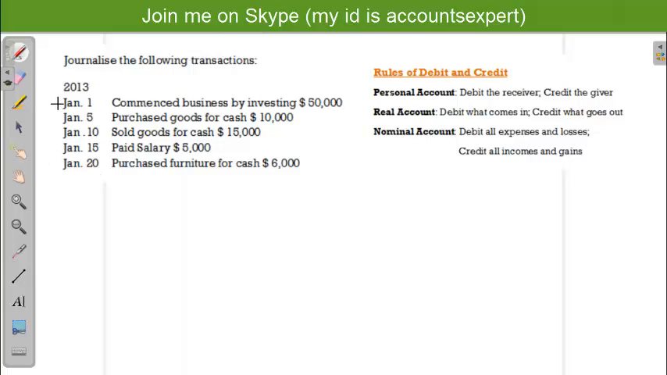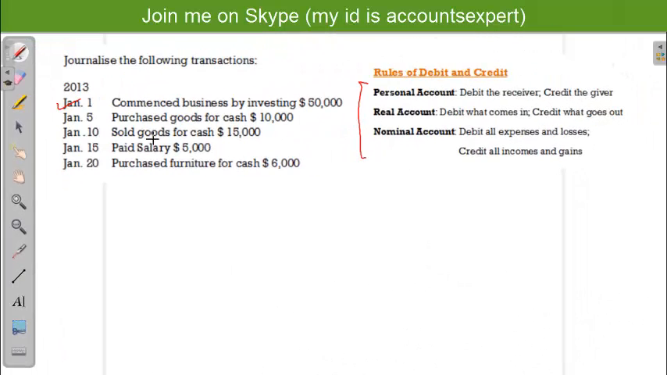Hello friends, here we have some business transactions and these are the rules of debit and credit under the English approach. And now I am going to explain how to record these business transactions in the books of accounts by applying these rules of debit and credit.